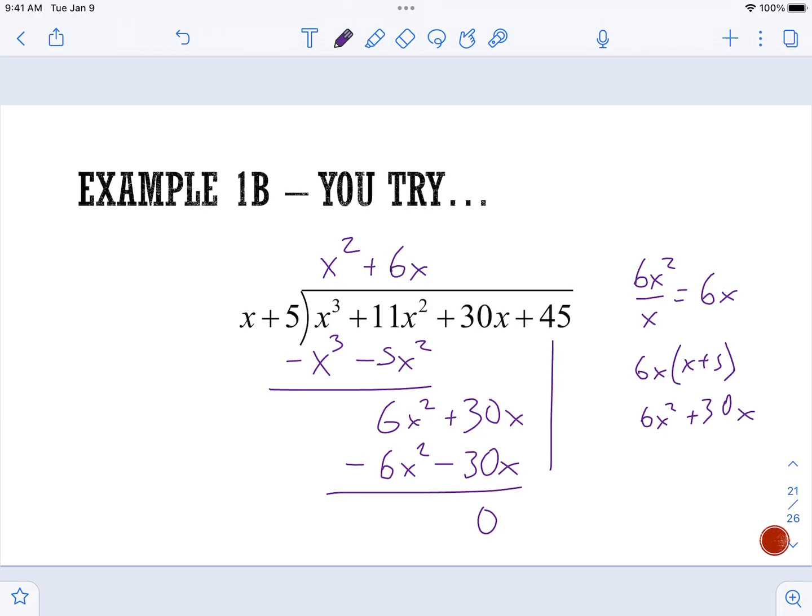I still need to bring this 45 down. And so at this point, 45 does not divide evenly by x. So that means that 45 is my remainder. And so my quotient is going to be x squared plus 6x plus 45 over the divisor, x plus 5. And that is my answer.